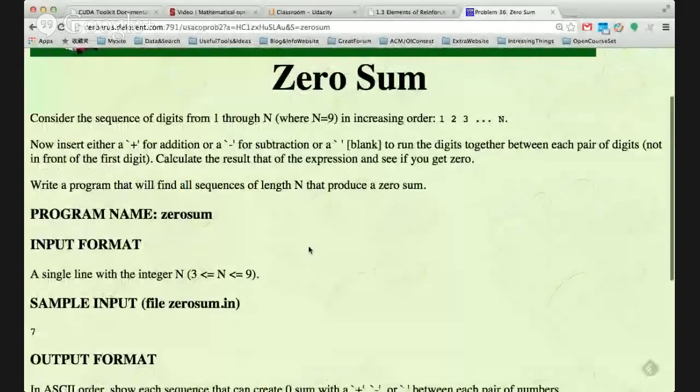Now, this time we're dealing with section 2.3.3. The question is called zero sum. Okay, let's take a look at the question. Zero sum, well, it's pretty clear.